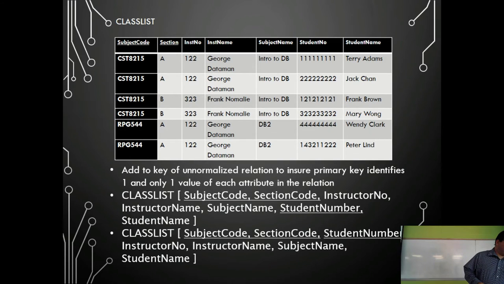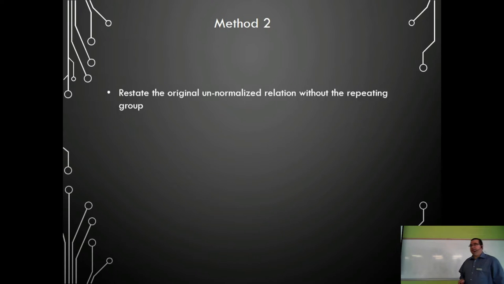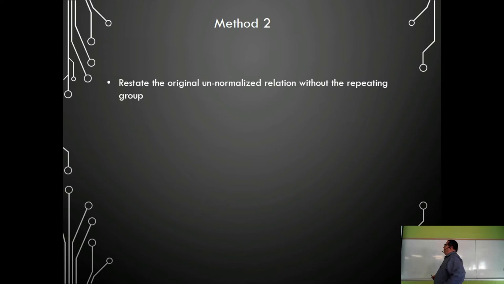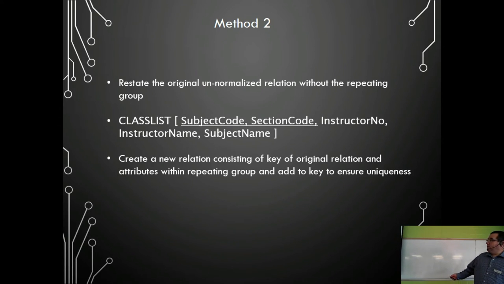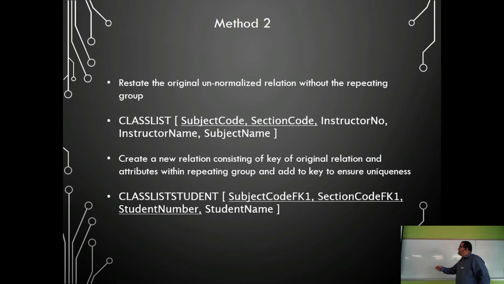Approach number two, which is a little odd, because it actually right away starts breaking that table into two different pieces. So instead of having one table where it's wide and it's properly broken down, one row per, you break, now let me just pull the whole slide up. So we break it down into two bits. We have the class list, again, subject code and section code, with the instructor number and the subject name. And then we have the class list student, which includes student number and the student name.